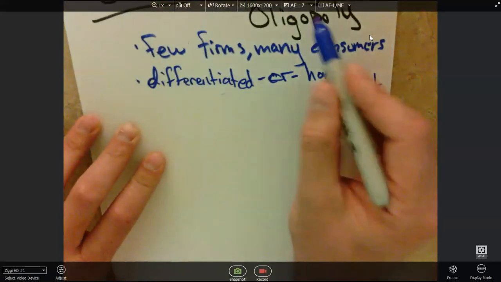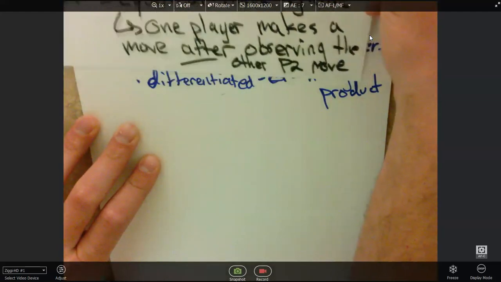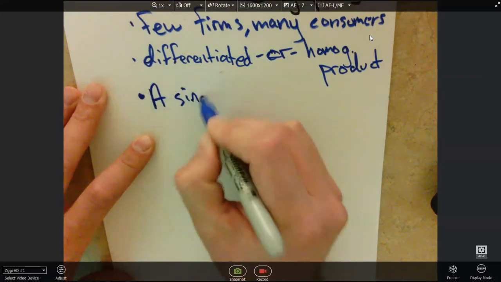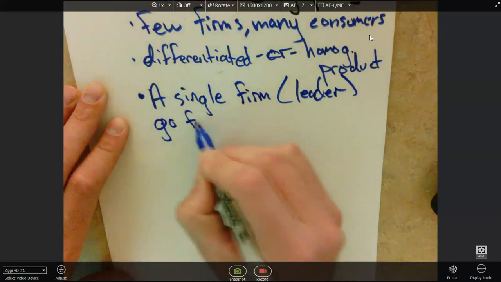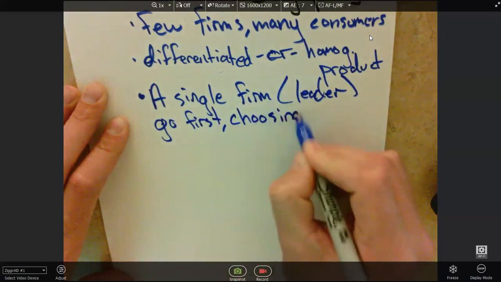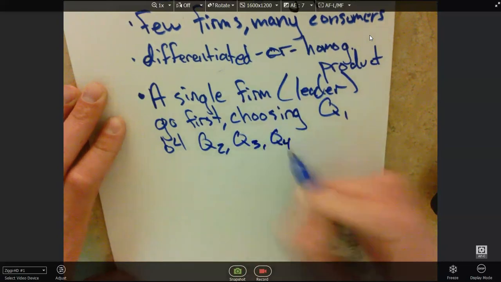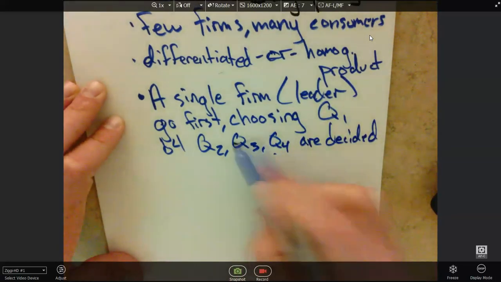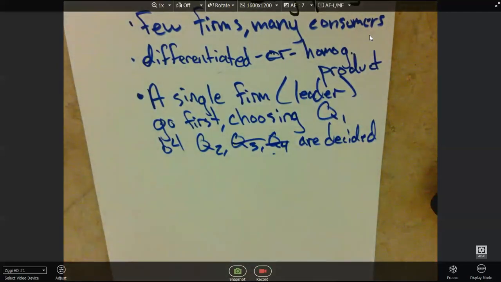But in the Stackelberg oligopoly, this is a sequential move game. One player makes a move after observing the other player. That move is going to be made by a single firm. We call it a leader. They go first, choosing Q1 before all the other allocations, Q2, Q3, Q4, are decided. Don't get these confused with different quarters. I'm just talking about different firms. For all of this class, we're only going to be talking about two, just one player and another player. But all of this can be generalized to n players, so just keep that in mind.